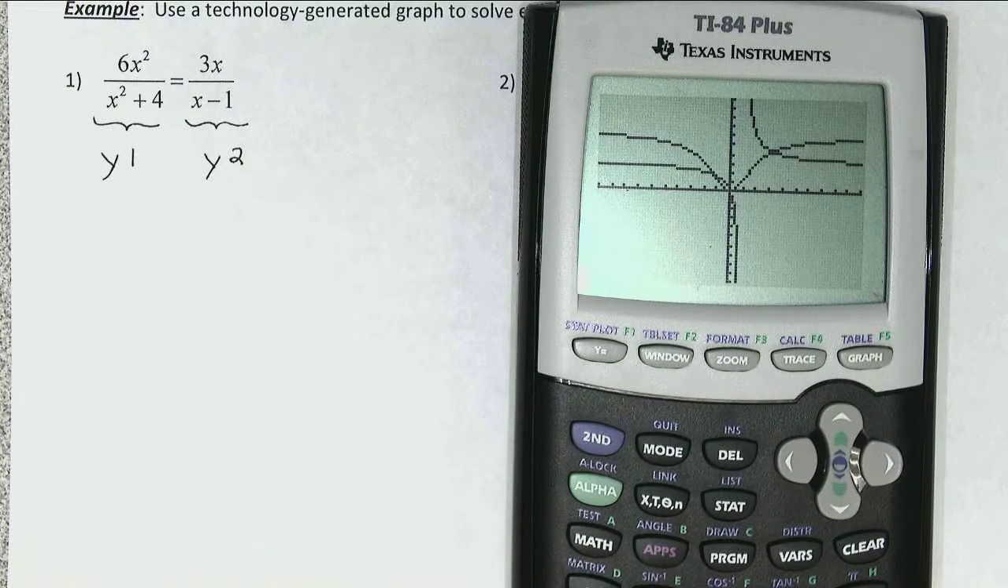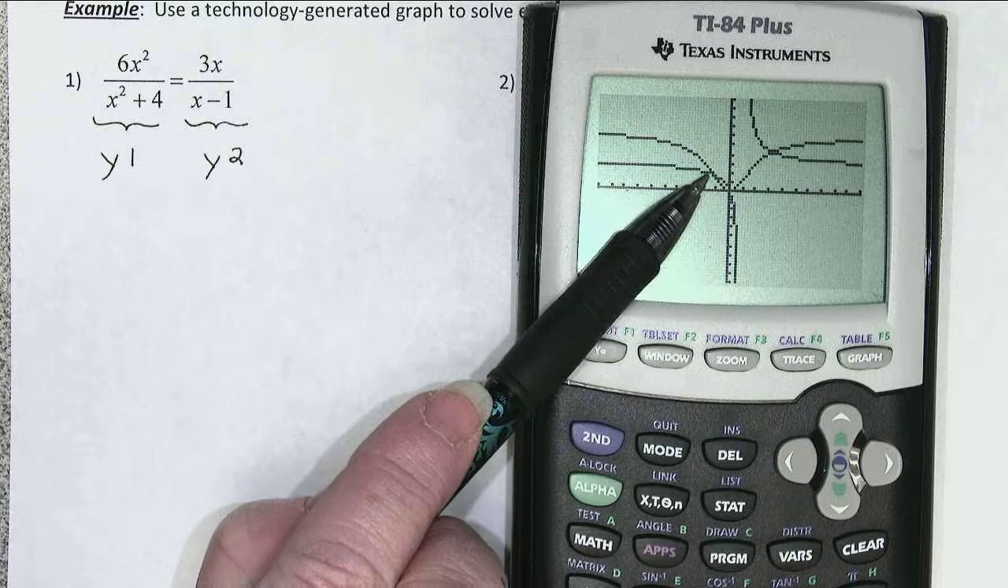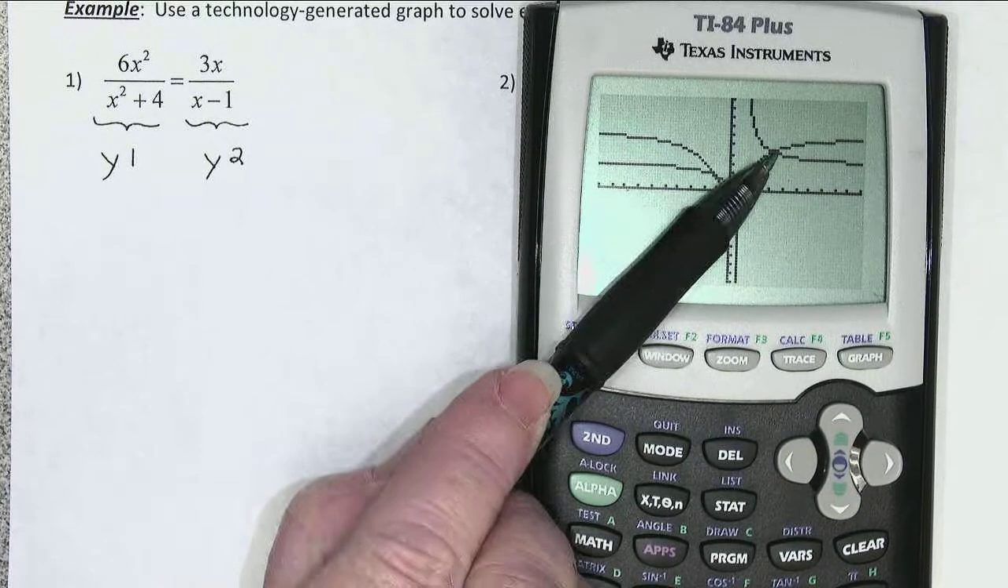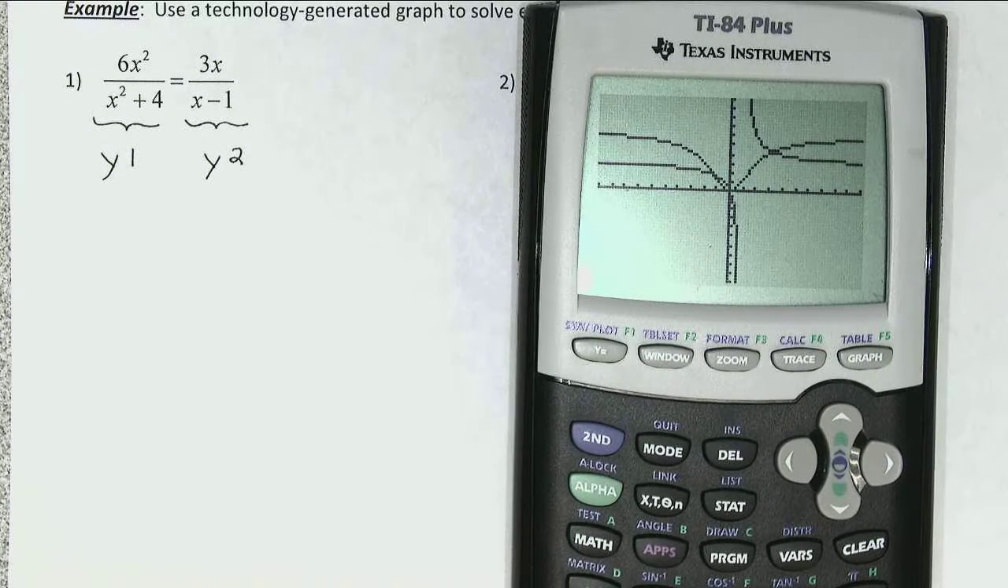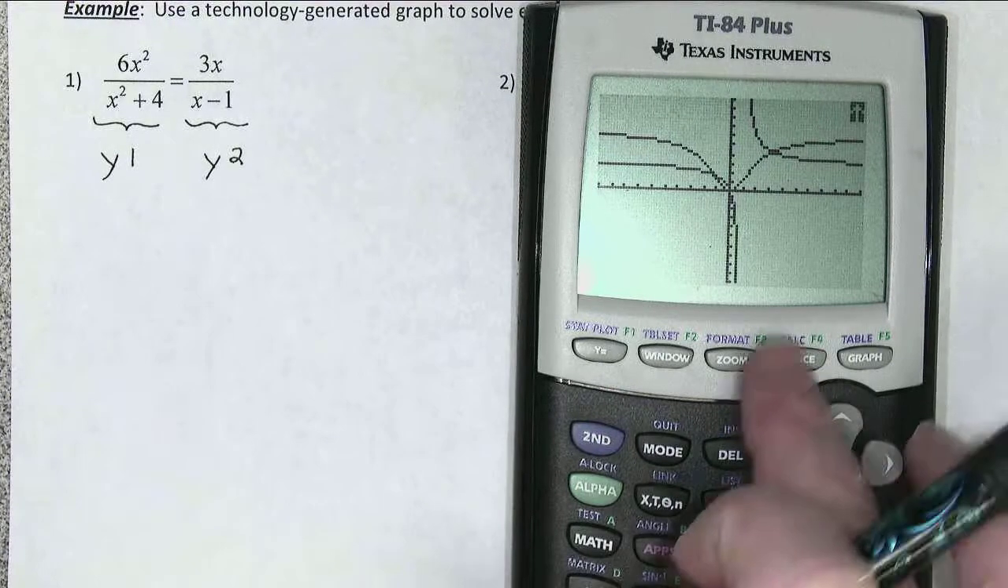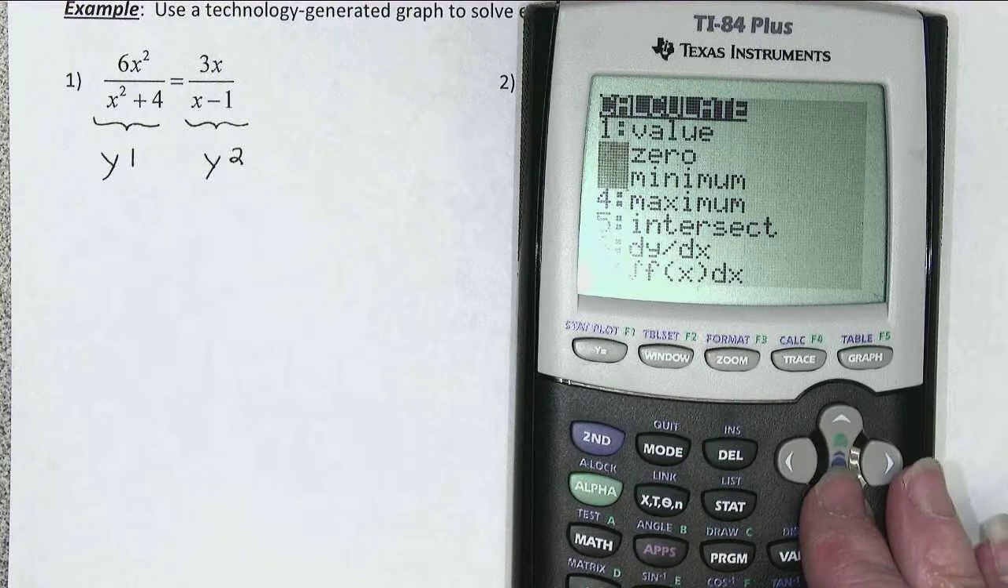Now, one of the things with these rational expressions or rational equations is there's a lot going on. Because of the asymptotes and things, it can be very challenging to remember what's what. We'll talk about that a little bit more in a couple of moments. Right now, though, I think I can see 1, 2, 3 intersection points. And I'd like to go ahead and use the calculator to help me approximate those. So in second calc, I go to intersect.